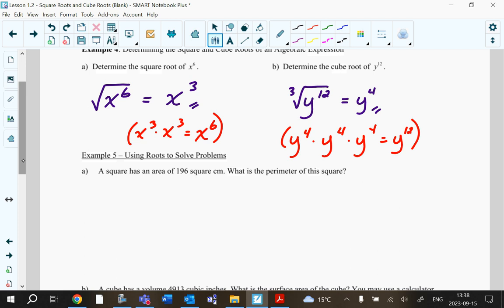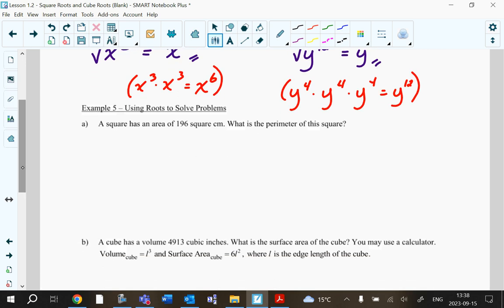Okay. All right. Now here's where we can apply it. So we've got a square that has an area of 196 square centimeters. What's the perimeter? Step 1, remain calm. What do I need to know to find the perimeter of the square?